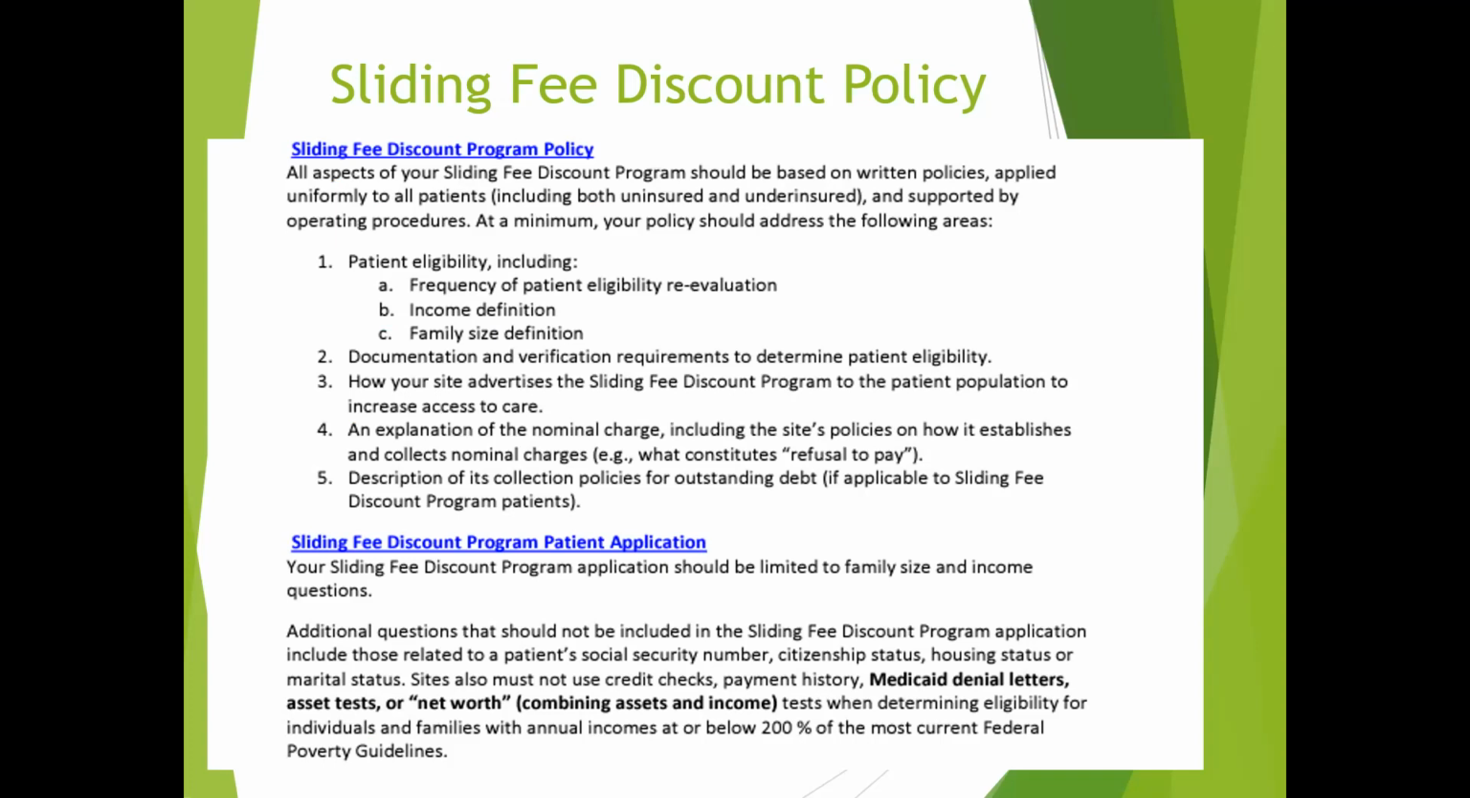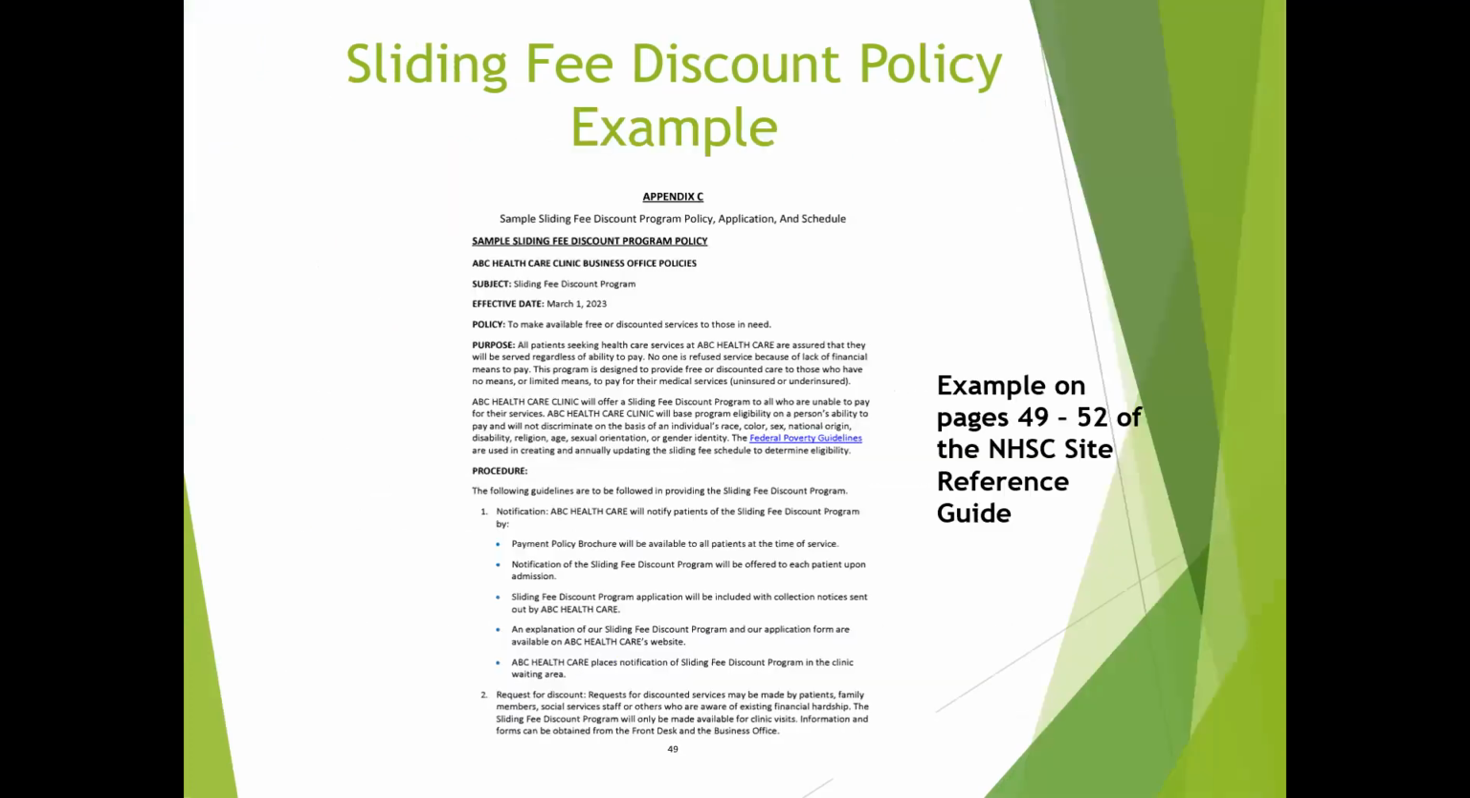And then we're moving on to the sliding fee discount program patient application. Your sliding fee discount program application should be limited to just family size and income questions. Additional questions that should not be included in the application include those related to a patient's social security number, citizenship status, housing status, or marital status. Sites must also not use credit checks, payment history, Medicaid denial letters, asset tests, or net worth tests when determining eligibility for individuals and families with annual incomes at or below 200% of the most current federal poverty guidelines.